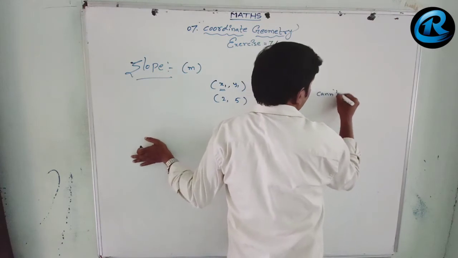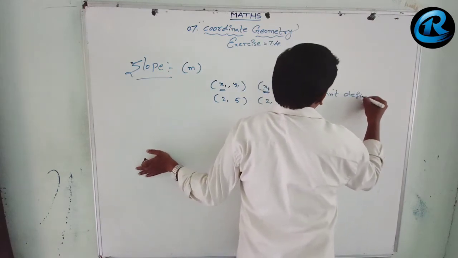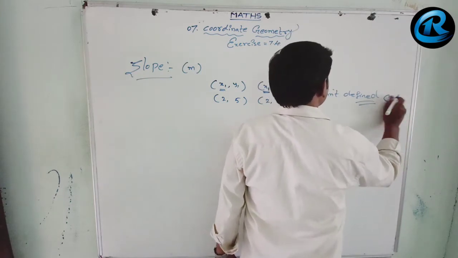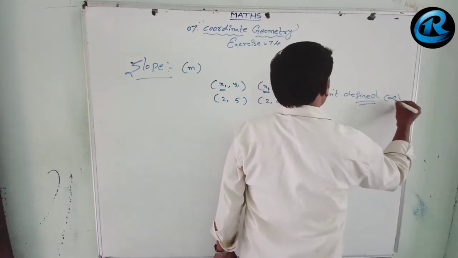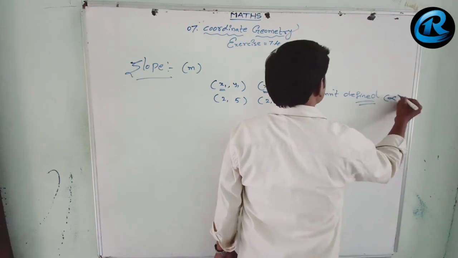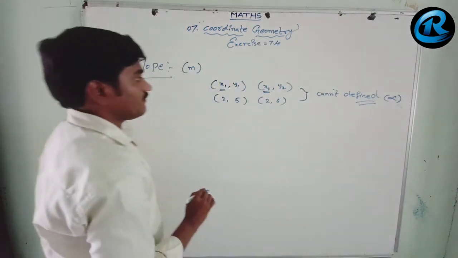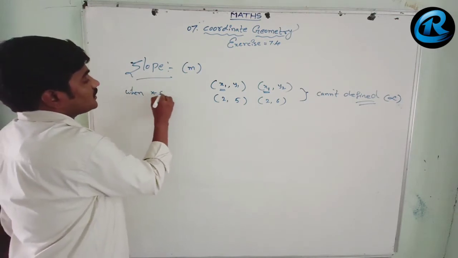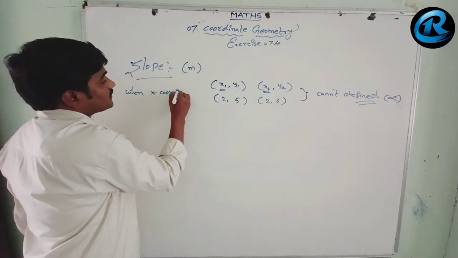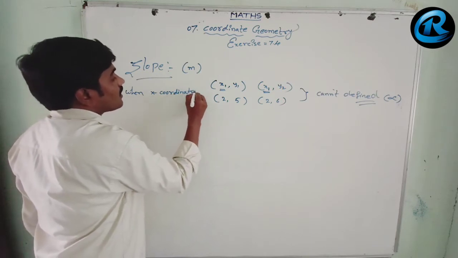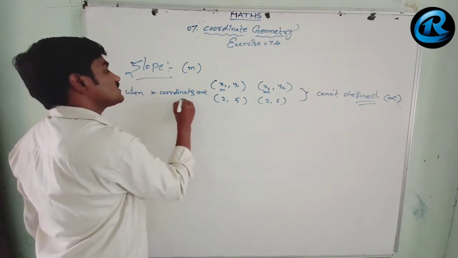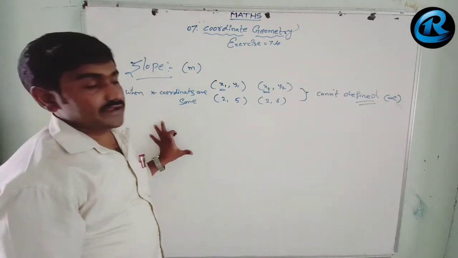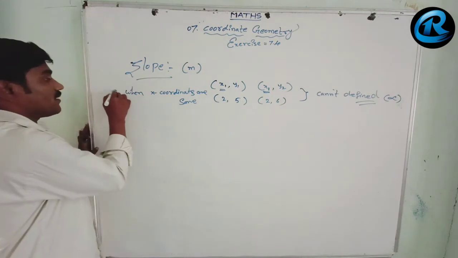The slope cannot be defined, that is infinity. The slope is infinity when x coordinates are same or equal. When x coordinates are same, the slope cannot be defined. These are the important things we have to remember.